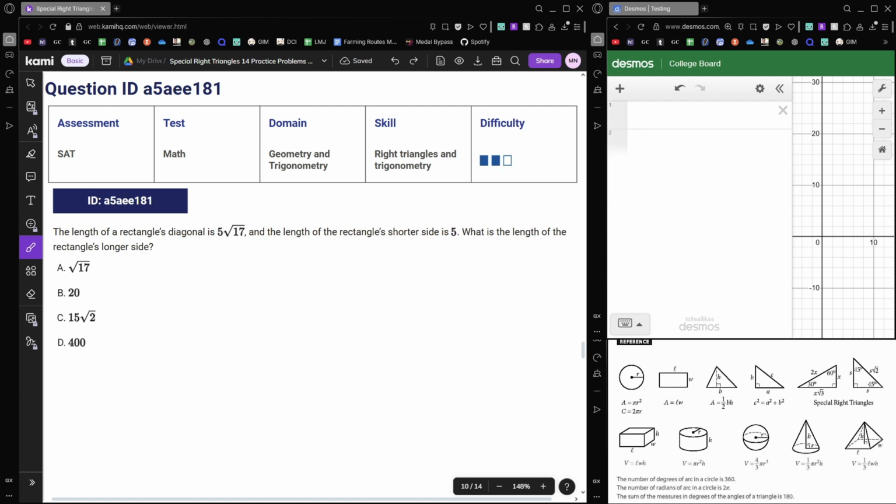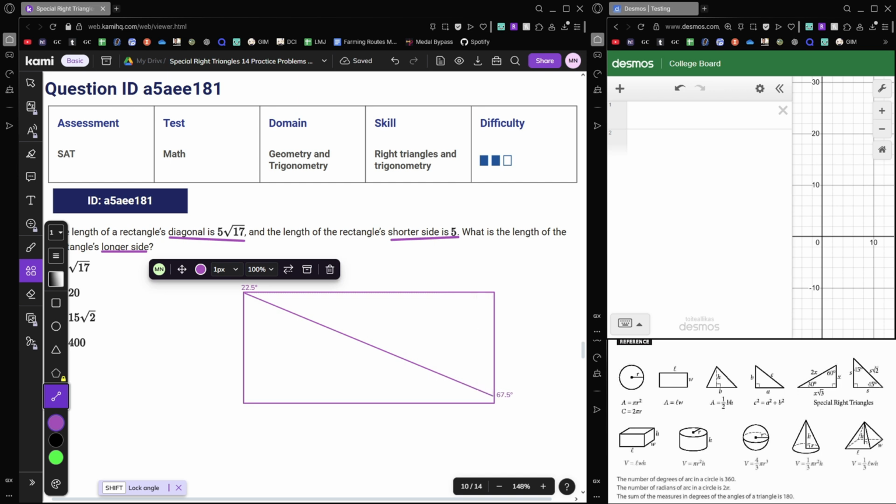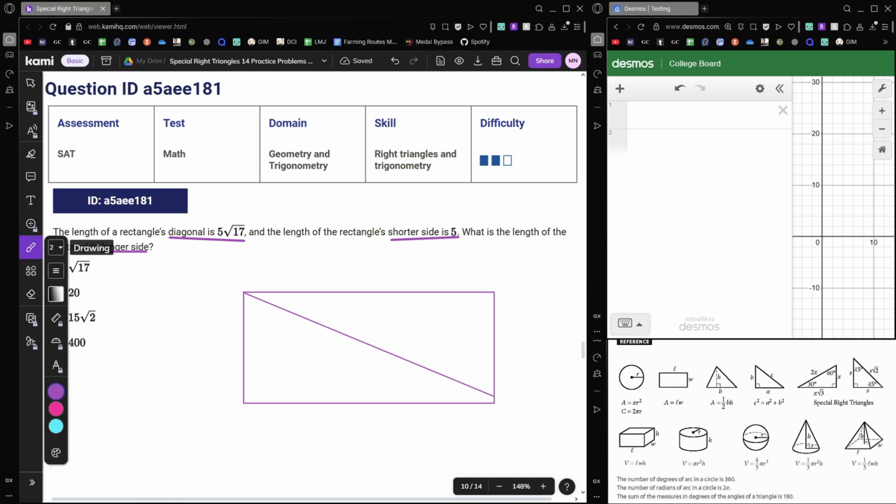Question number 10. The length of a rectangle's diagonal is 5 square root 17, and the length of the rectangle's shorter side is 5. What is the length of the rectangle's longer side? Wow, it's the exact same question, except this time they changed up the numbers and you have answer choices now. That is just great. So once again, we have a rectangle and a diagonal going through it to make 2 triangles. Oh man, the rectangle didn't look as nice this time.